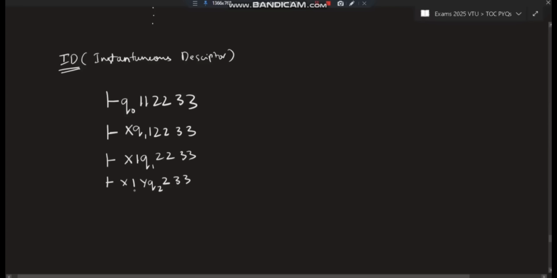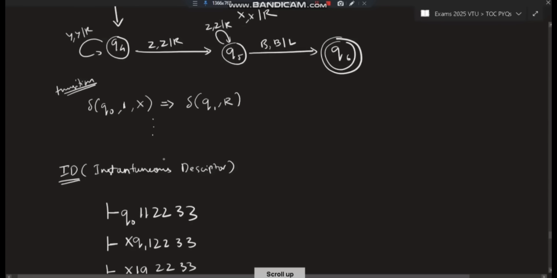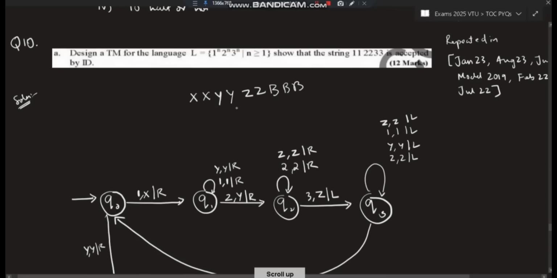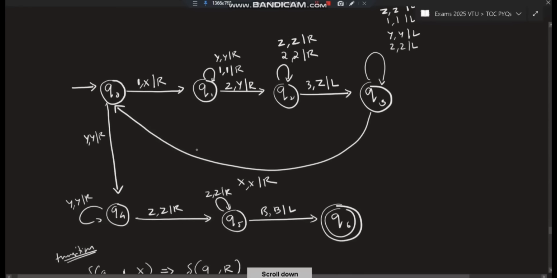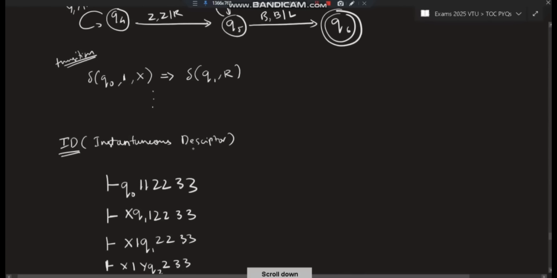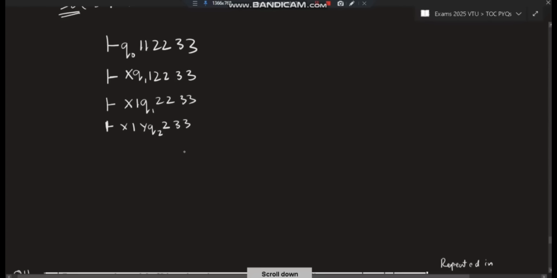If it is left, the same thing you do in the left direction also. For more information on the instantaneous descriptor, you can watch the module 5 TOC video. There I have explained it in the first or second question. The link you can find in the playlist in the description box. For the same question, I think it was 1 power n, 2 power n, I solved it for instantaneous descriptor also. So these three things you have to write, and you'll easily be able to score 12 marks. Don't miss this type of question, very important one.